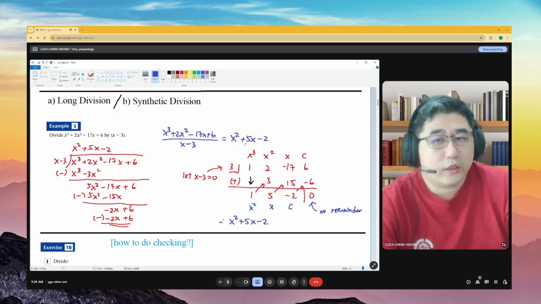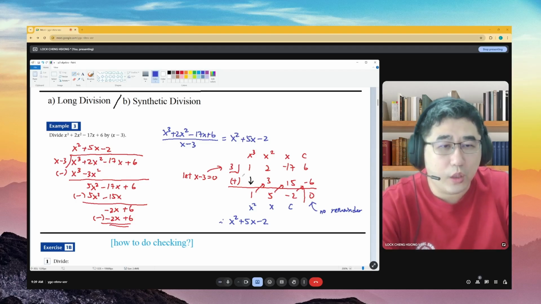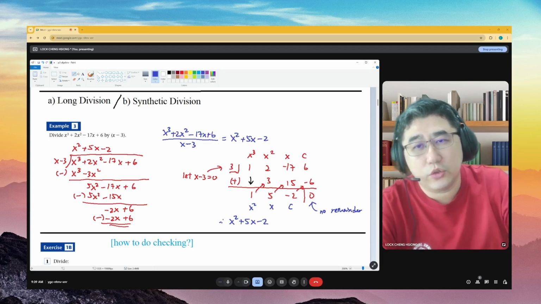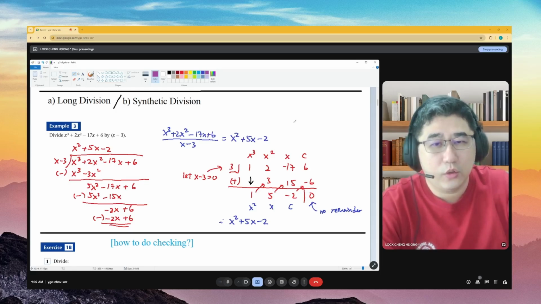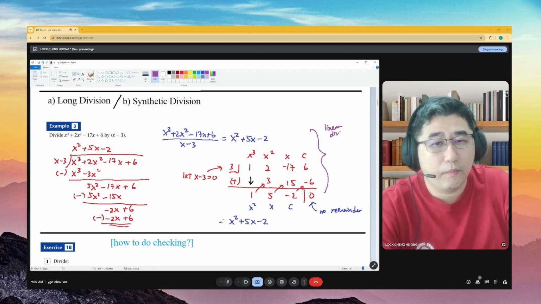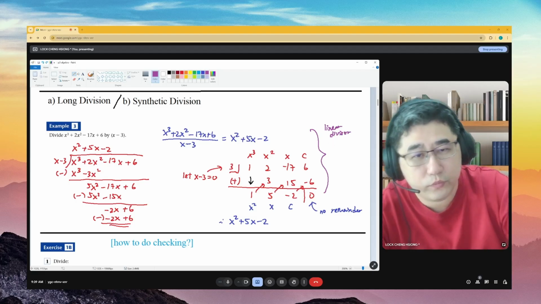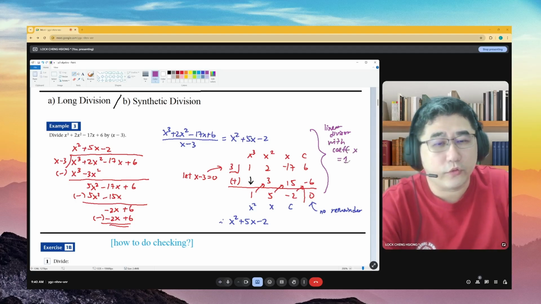Although that synthetic division actually looks very nice, during exam you need to know about the pros and cons of this. Synthetic division only works for a linear divisor with coefficient of x equal to 1.